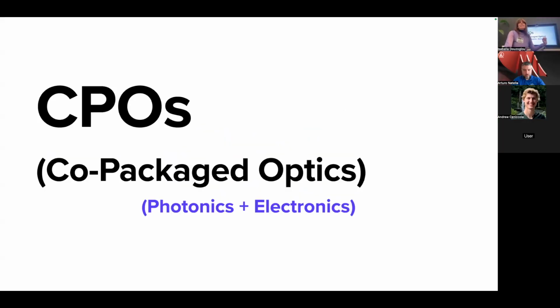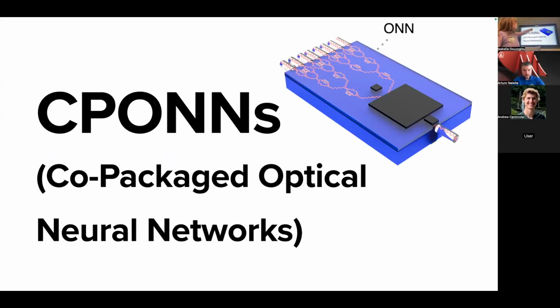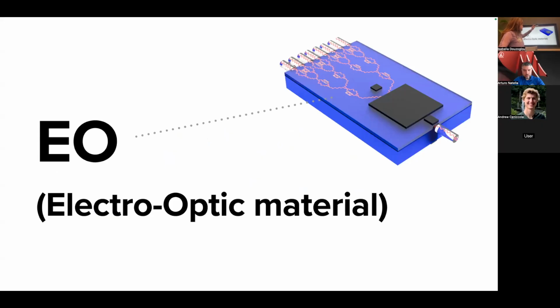Yes. And so we go to some more terminology. Co-packaged optics is where you take photonics, so guiding light on a chip, and electronics, and you put them in the same package. So you put an optical neural network on one side and a normal chip, like a GPU chip, on the other. And the material is called a high electro-optic material, meaning it can conduct light and electricity equally, or with capacity.